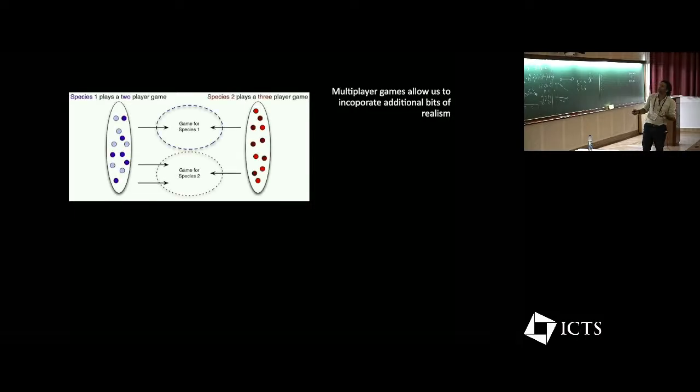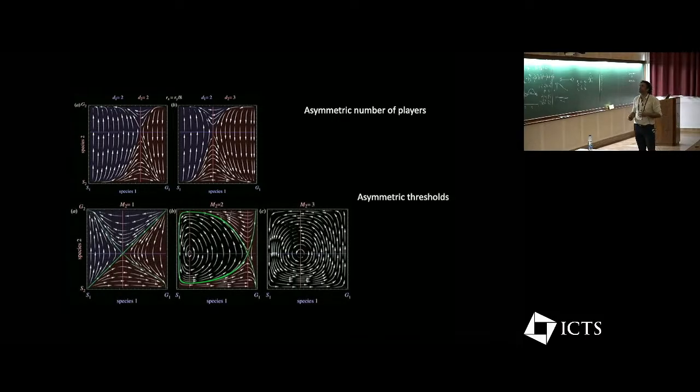And adding multiplayer games is pretty cool because that allows us to add bits of realism to it, right? Things like, for example, you might not have just both playing a 3-player game. One could play a 2-player game, one could play a 3-player game. So you could have things like asymmetric number of players, where you again see movement in the size of the basins of attraction, or you could also see asymmetric thresholds, right? As I said, you need some amount of individuals to actually start generating the public good. And if you don't, you actually completely destabilize the system. So if you have different thresholds, you can actually even get rid of the equilibria on the side, and you can start getting cycles inside the system.